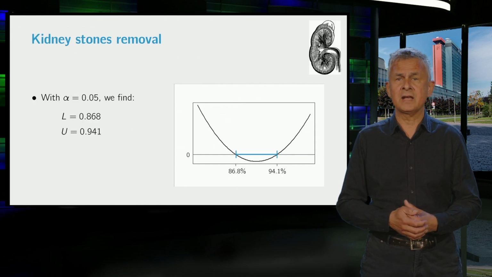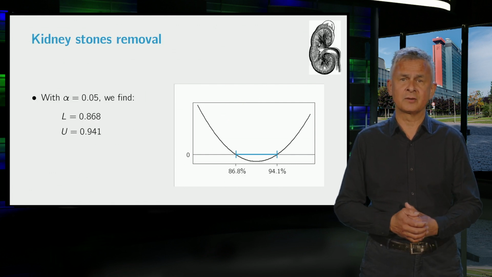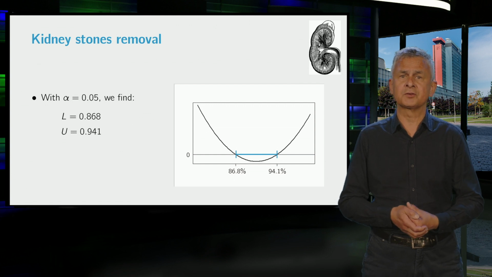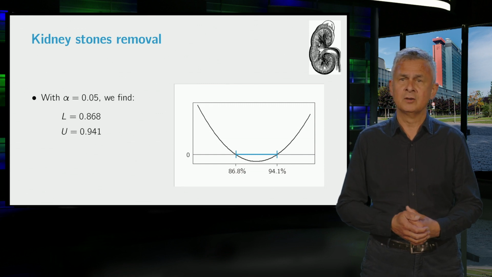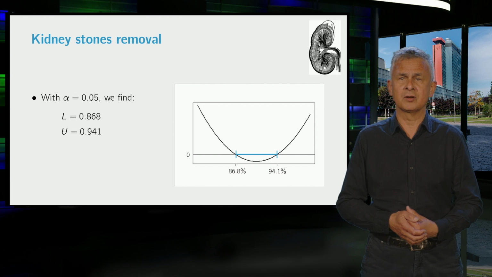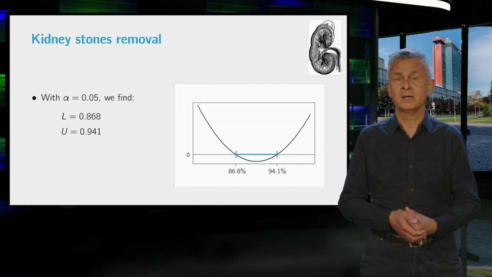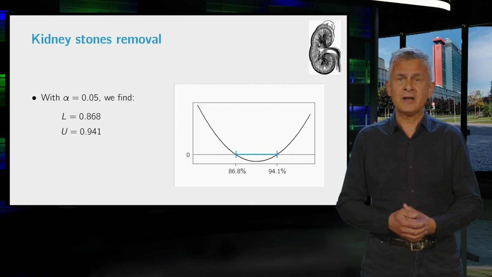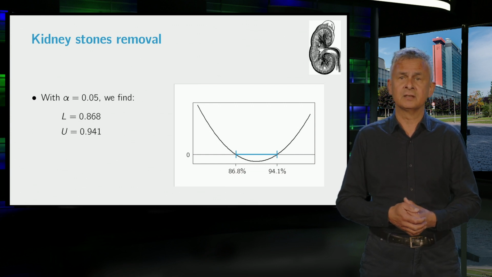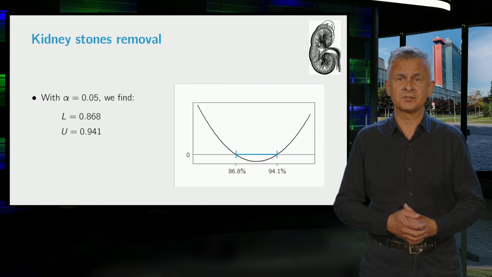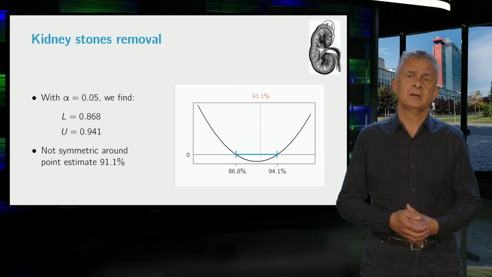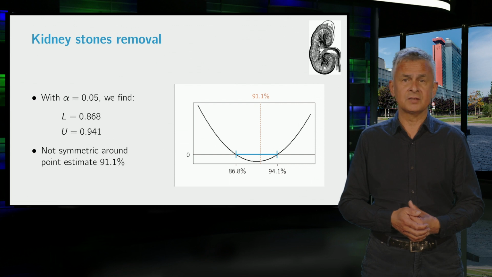Now, if we set up a 95% confidence interval for the probability of success for the laser treatment, we find 86.8% and 94.1% for the lower and upper endpoints of the interval. We conclude that we are 95% confident that the probability of success for the laser treatment lies between these two percentages. By the way, note that this interval is not symmetric around the point estimate for theta.